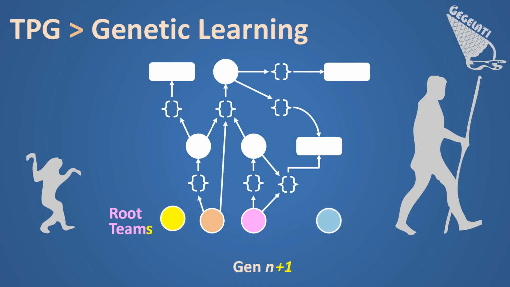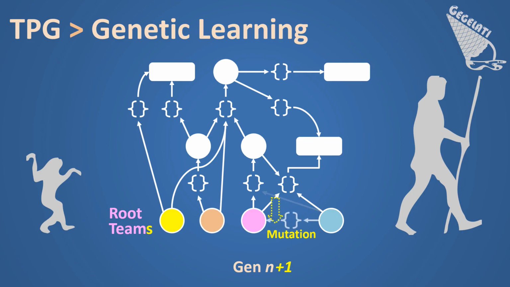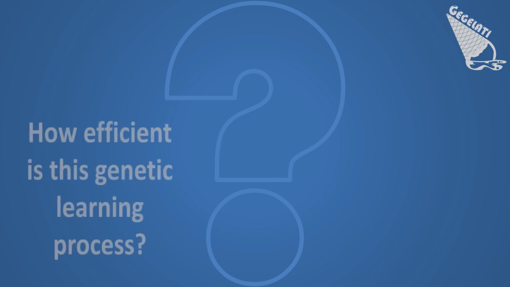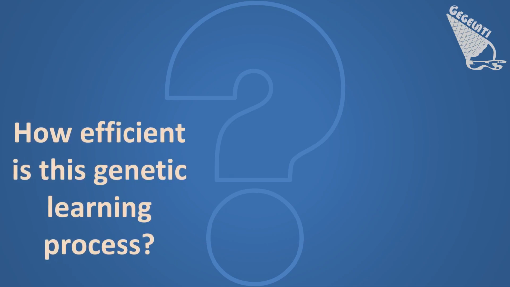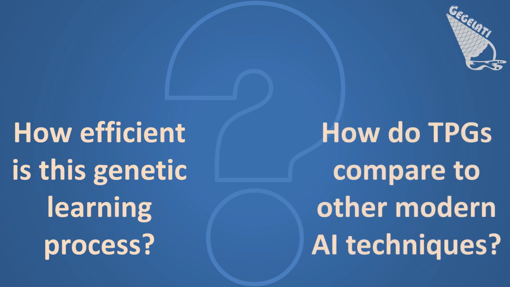Then, new root vertices are created for the new generation by copying randomly selected teams and their outgoing edges. The new roots then undergo a random mutation process altering some of their outgoing edges, thus creating a new original behavior. As a result of this mutation process, some roots of the previous generation may become an internal node of the graph. At this point, two natural questions to ask ourselves are: how efficient is this genetic learning process? And how do tangled program graphs compare to other modern artificial intelligence techniques?